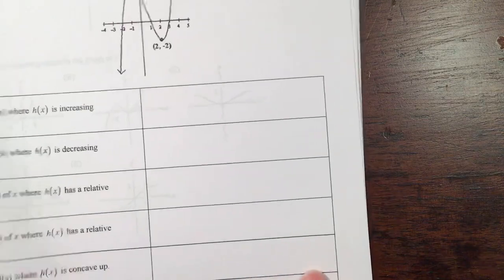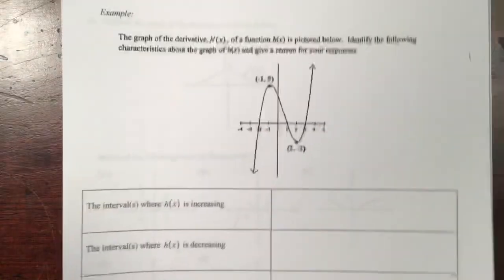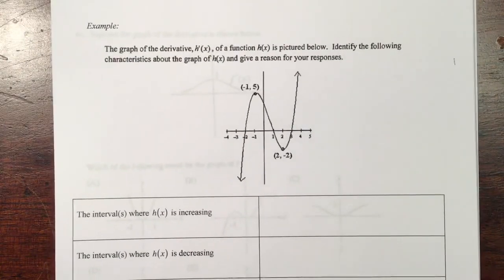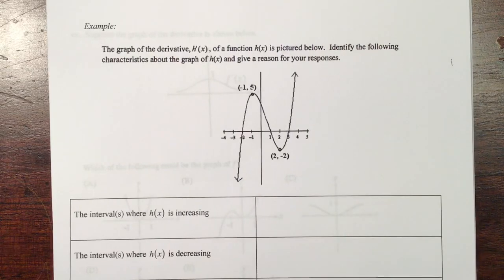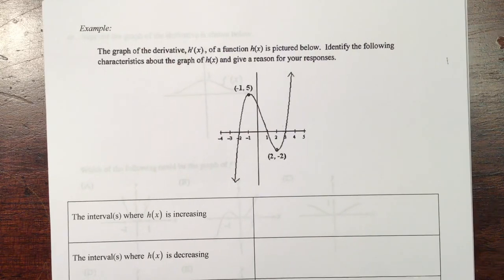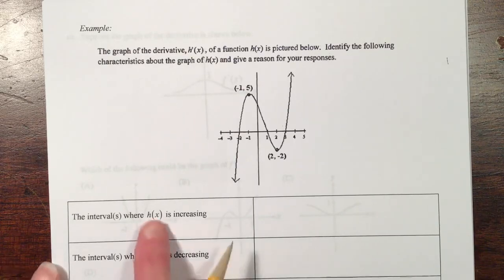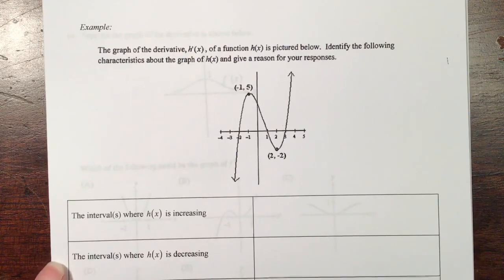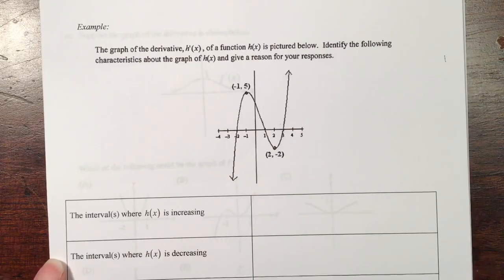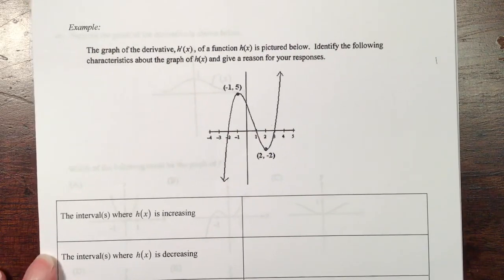Okay, so now let's try to work through an example together to see how all this is put together. And I will tell you, it's really not that difficult. We're going to start with our graph of the derivative h prime of x. It's the derivative of a function h of x, and it's pictured below. Identify the characteristics about the graph of h of x. We're not going to worry about the reason for our responses. We're going to list them, but we don't have to worry too much about the words right now. We just want you to be able to analyze the picture.